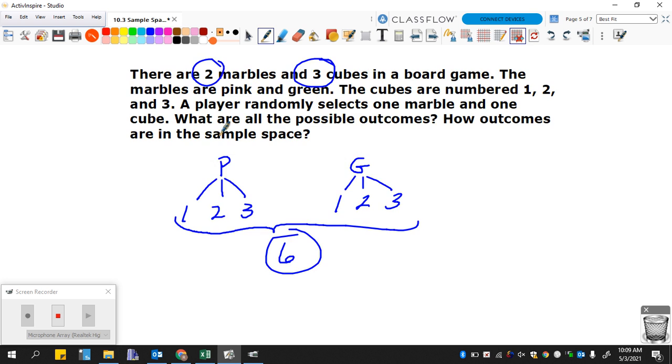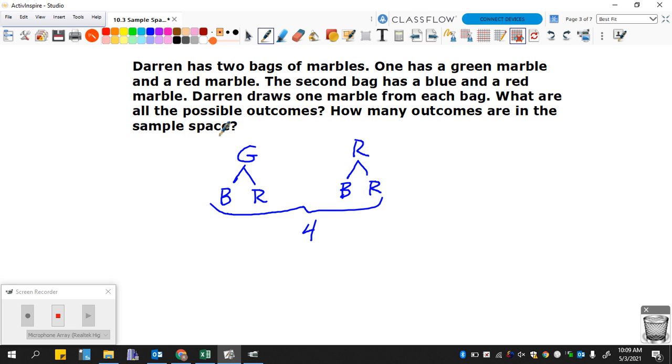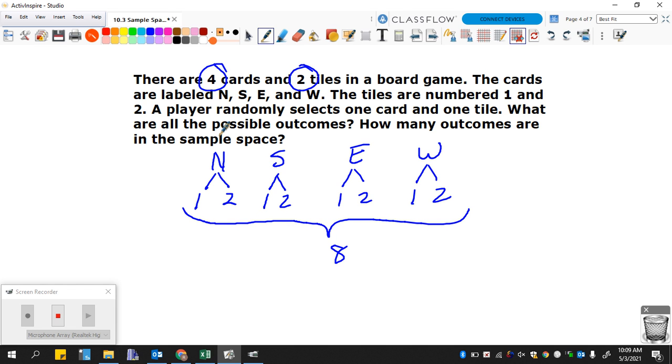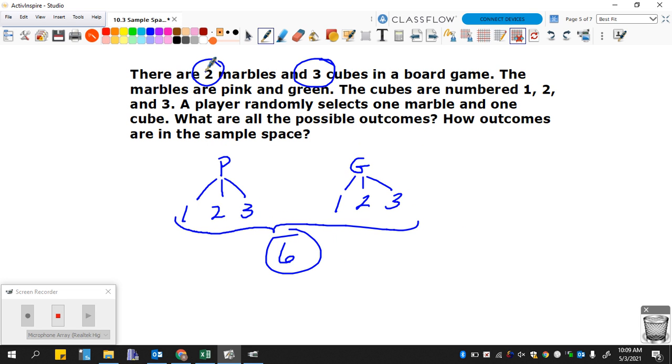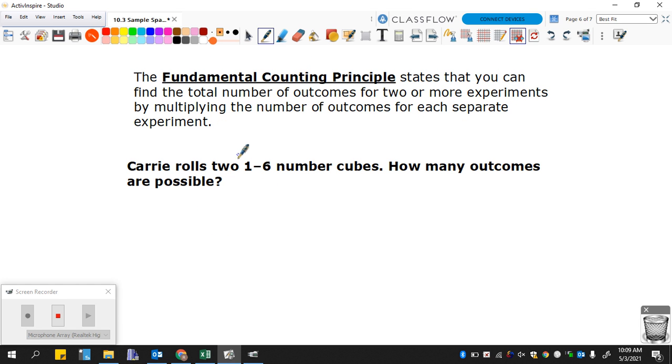So let's go back, okay? 2 bags of marbles, okay? It has 2 bags of marbles. One has a green and a red, so those are 2 choices. And the other one has 2 choices as well. 2 times 2 is 4, okay? 4 cards, 2 tiles. 4 times 2 is 8, okay? 2 marbles and 3 cubes. 2 times 3 is 6, all right?